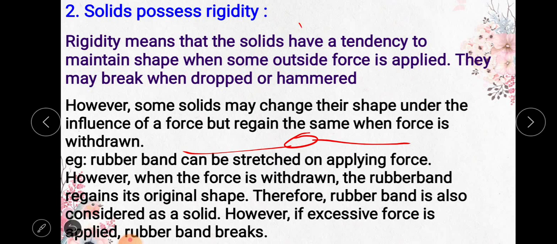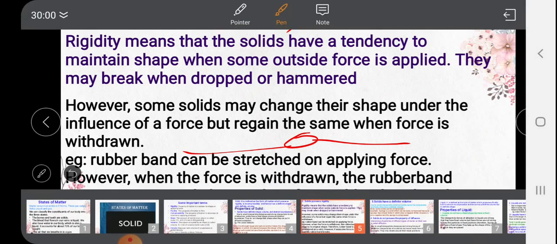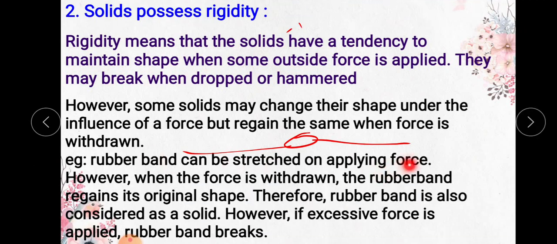only because when the force is withdrawn, the rubber band regains its original shape. See here, when you stretch the rubber band by applying force, and then the force is withdrawn, meaning you remove the force, again the rubber band regains its original shape. Therefore, a rubber band is also considered a solid. However, if excessive force is applied, the rubber band breaks. If you stretch more and more, then it breaks easily.